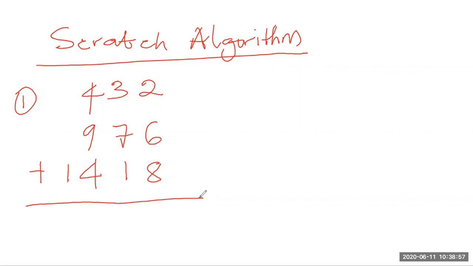So what you do is you start adding. So we know that this is the units, this is the tens, this is the hundreds, and the last one we have here is in the thousands. So you start adding from the units column.